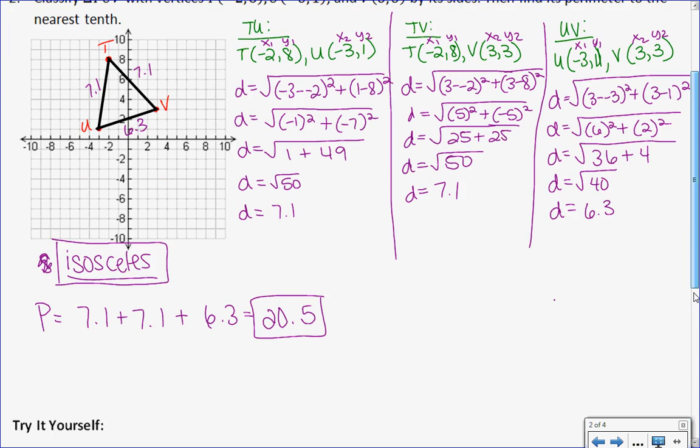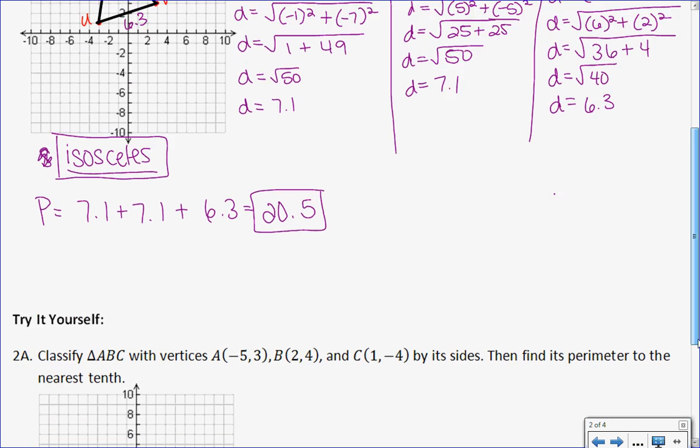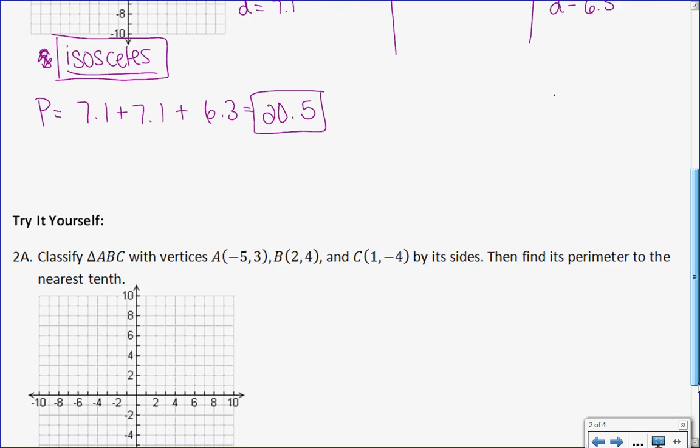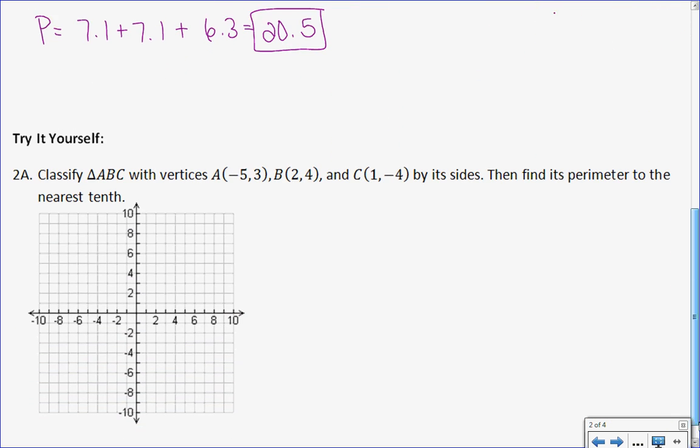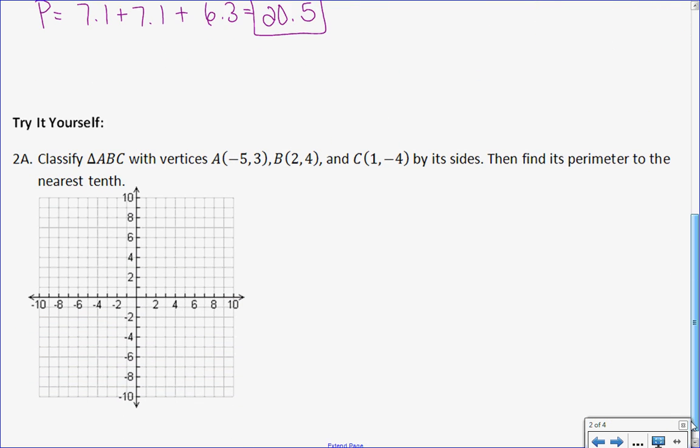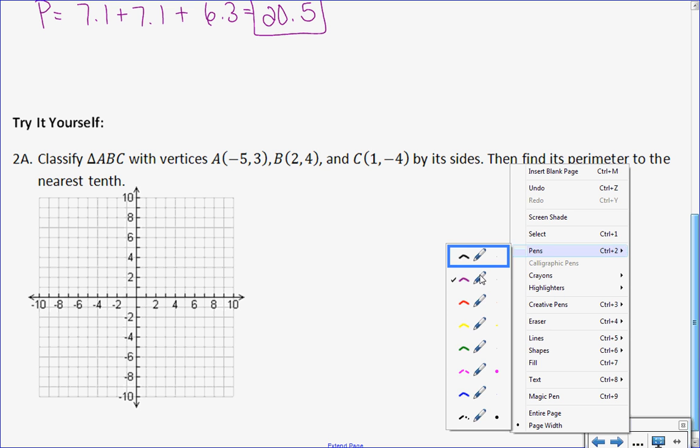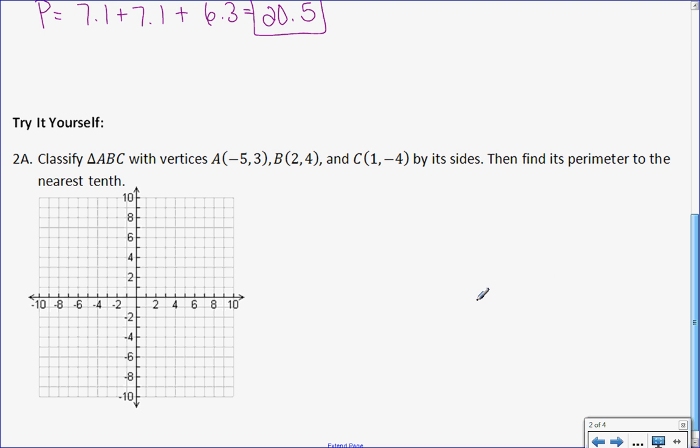Okay. There's a try-it-yourself problem that is very similar to this one. So go ahead and pause the video, and as you can see from that example, these problems will take a little bit of time to complete because you do have to use the distance formula 3 times. So go ahead and pause the video, work through that problem, and when you're completely finished and you're ready to check your answers, go ahead and press play to continue.